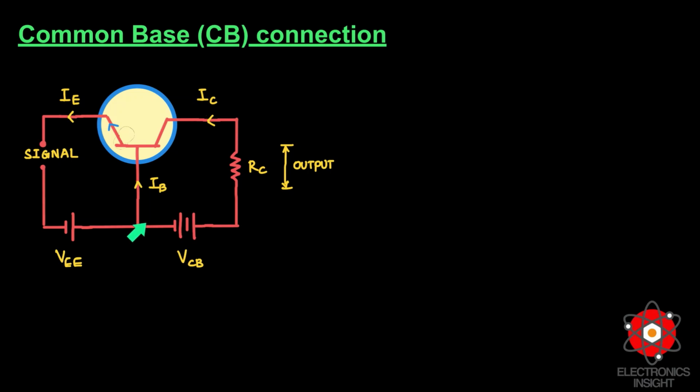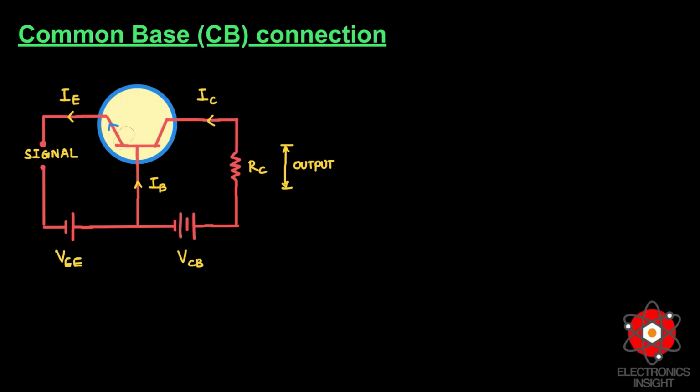So similarly, we can also have the possibility of common emitter connection and common collector connection. Each circuit connection has specific advantages and disadvantages. It may be noted here that regardless of the circuit connection, the emitter is always forward biased while the collector is always reverse biased.